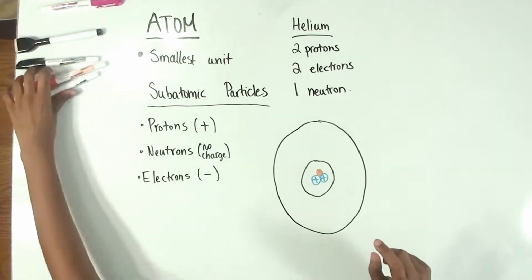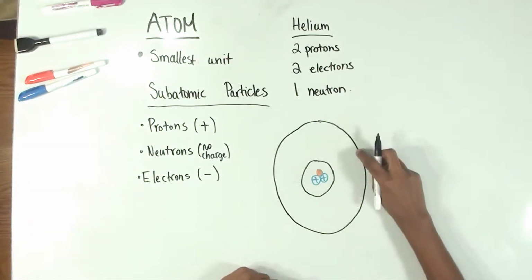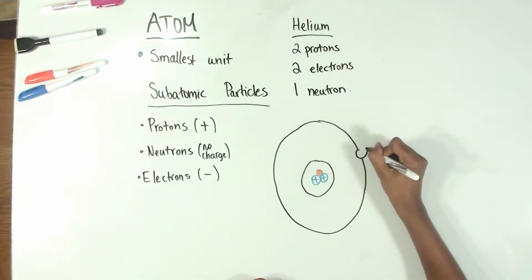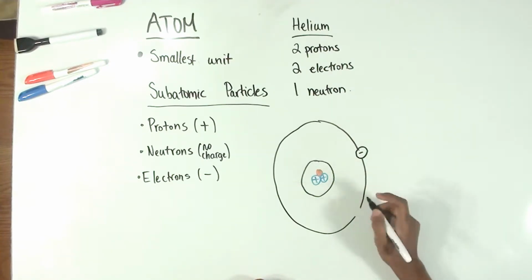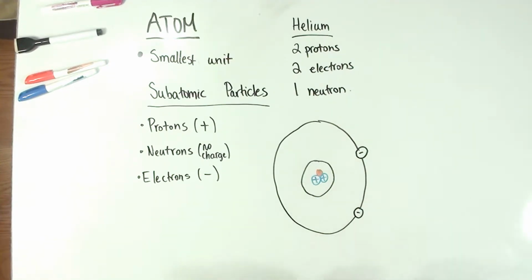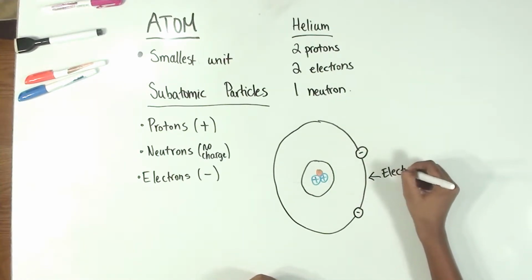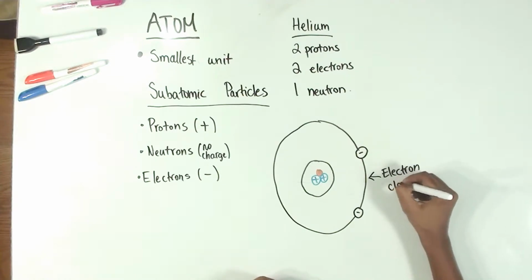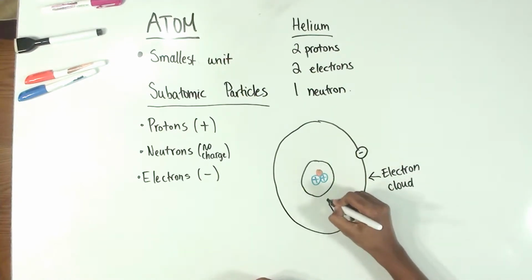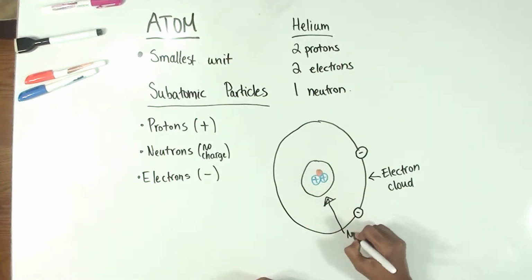And on the outside, we have the electrons, 2 electrons. So I'm just going to label it now. Here we have the electron cloud. And over here we have the nucleus.